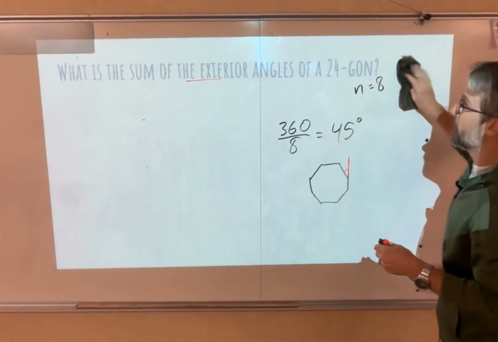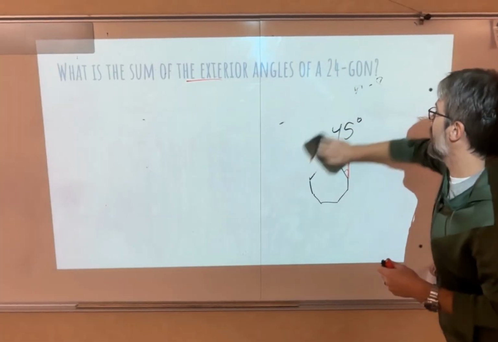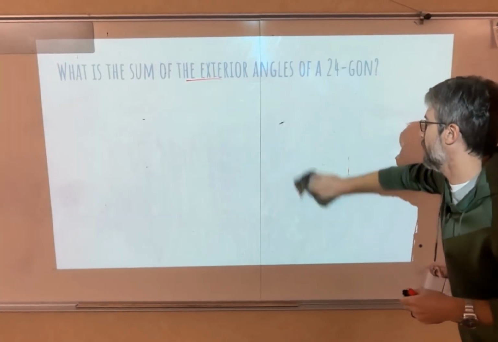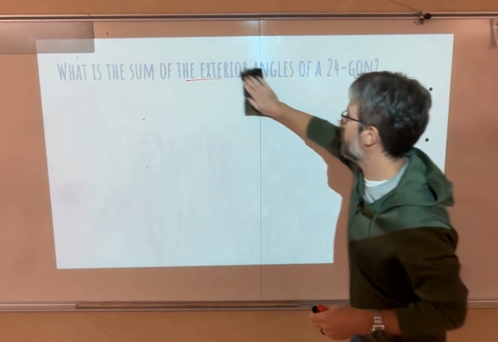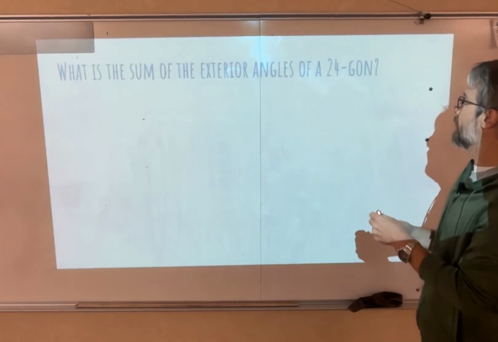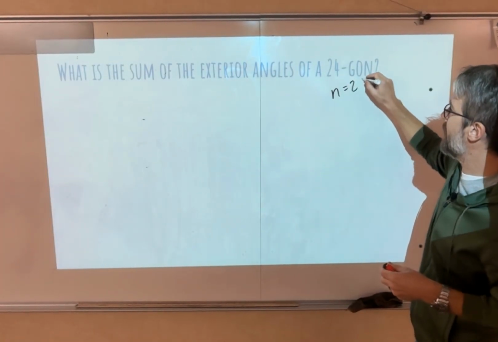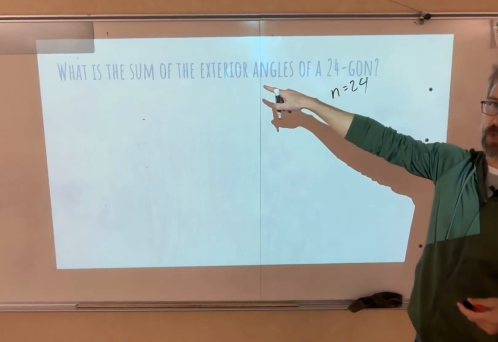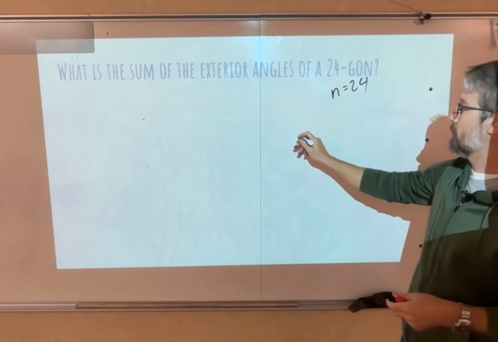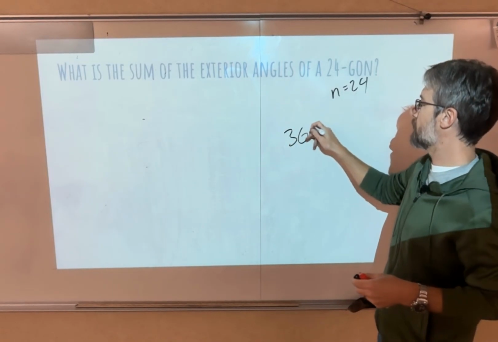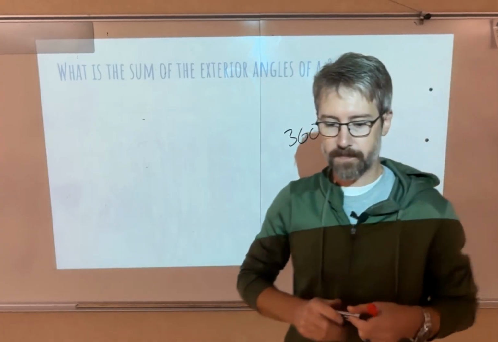All right, next one. What is the sum of the exterior angles of a 24-gon, meaning that n is equal to 24, and that means it is a shape with 24 sides? Well, again, kind of a trick question. The sum of exterior angles is always 360 degrees.